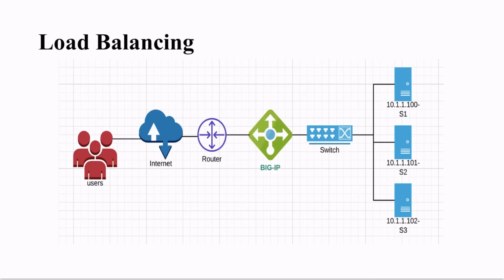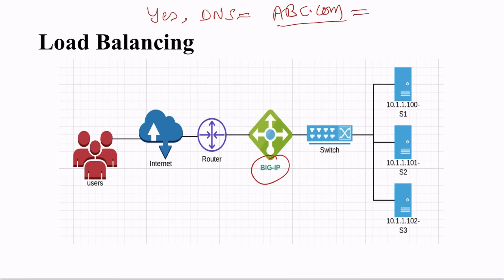Now the question is, is it possible to achieve this load balancing without the use of Big IP? The answer is yes, it is possible. We can use DNS. Let's say your website name is abc.com. You create multiple records. If there are 3 members, you create 3 DNS records. For the first record, the name of the website will resolve to 10.1.1.100. The second will resolve to 101, and the third to 102.